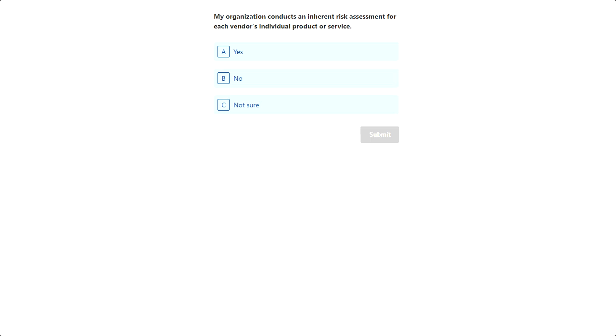This first question is, my organization conducts an inherent risk assessment for each vendor's individual product or service. Yes, no, or not sure?